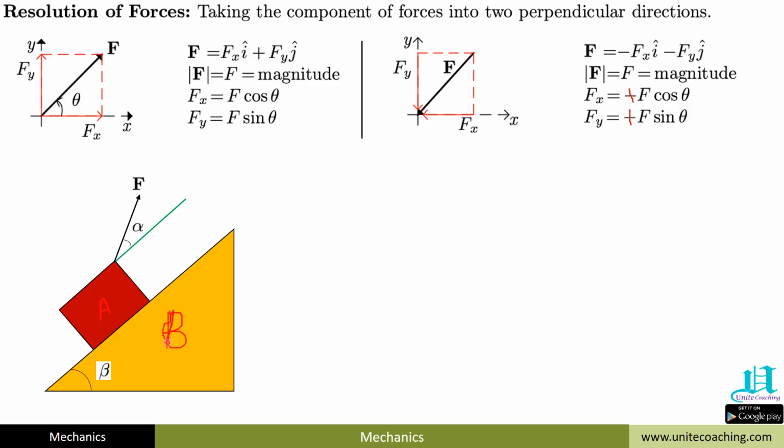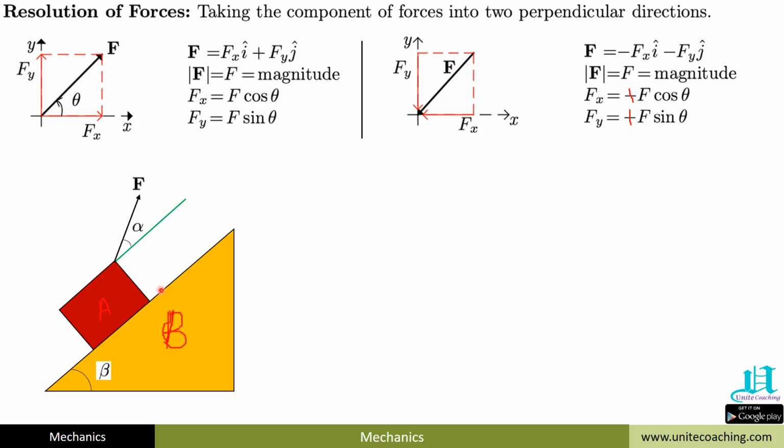The angle of wedge B is beta, and a force F is acting on this block at an angle alpha to the plane of the wedge. So this force F makes an angle alpha with the surface of the wedge. This is how the representation in the problems will be given. Now we want to take the components of this force along this surface and perpendicular to this surface.